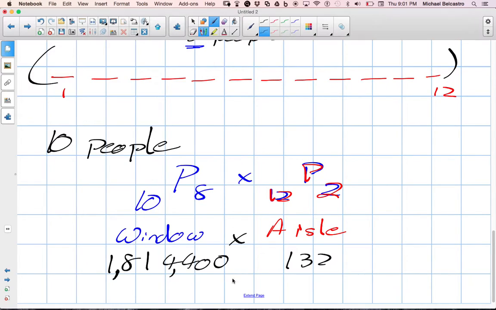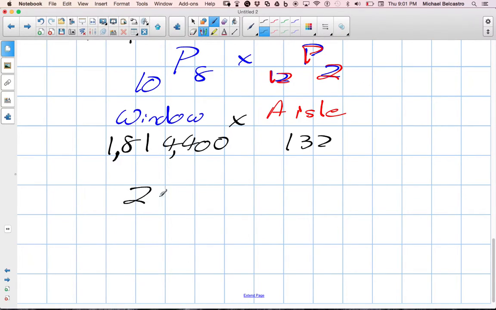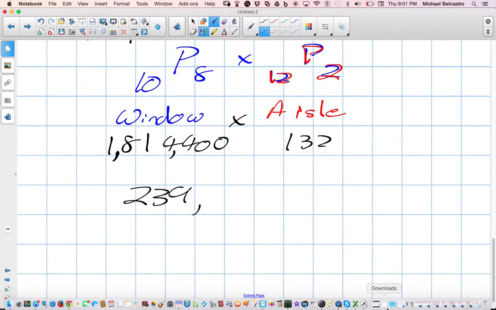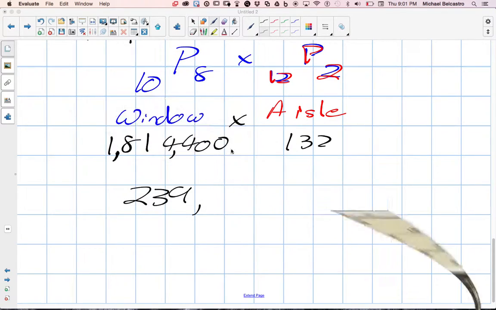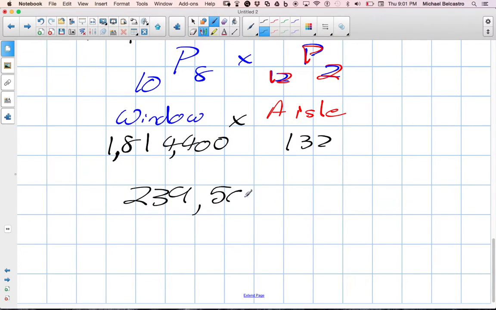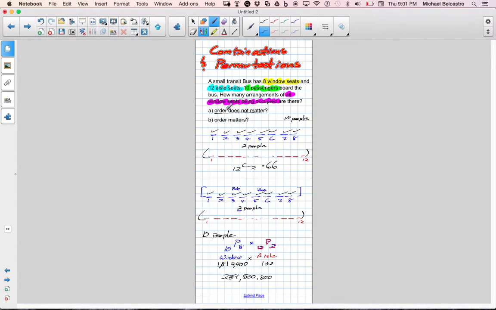Let me write it underneath. 239 million, 500,800. So a very big difference between the combination of 66 and the permutation of almost 240 million different options.